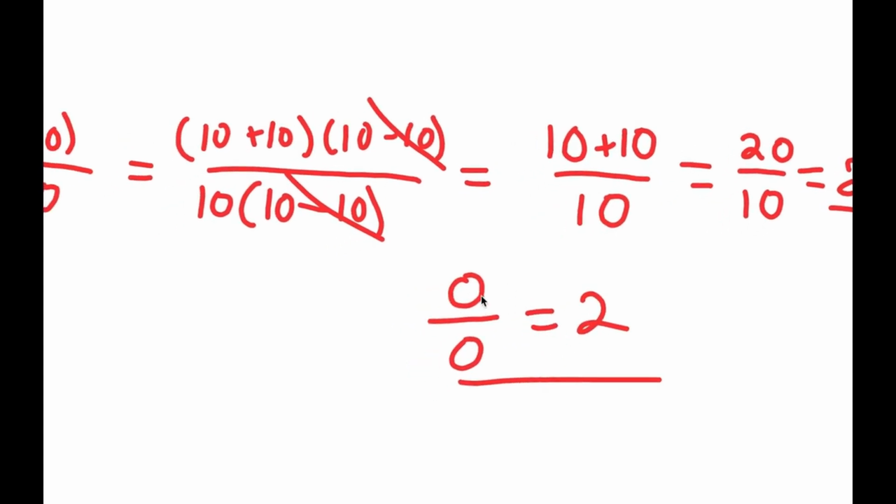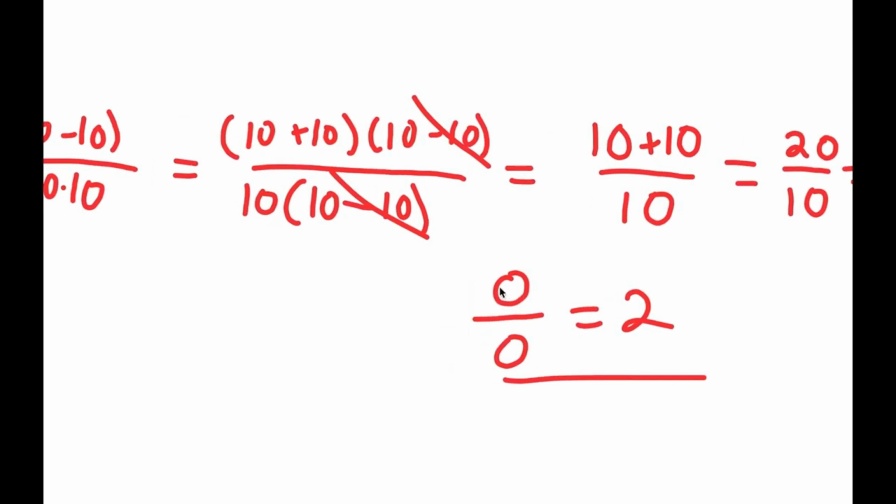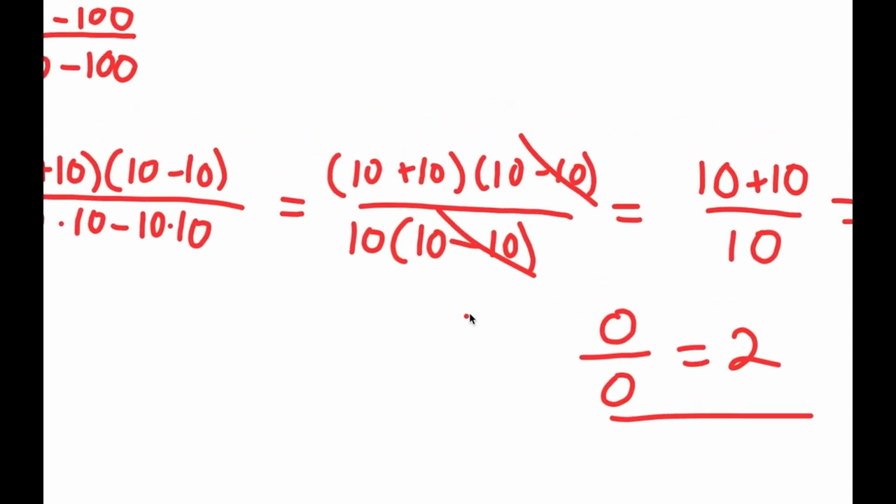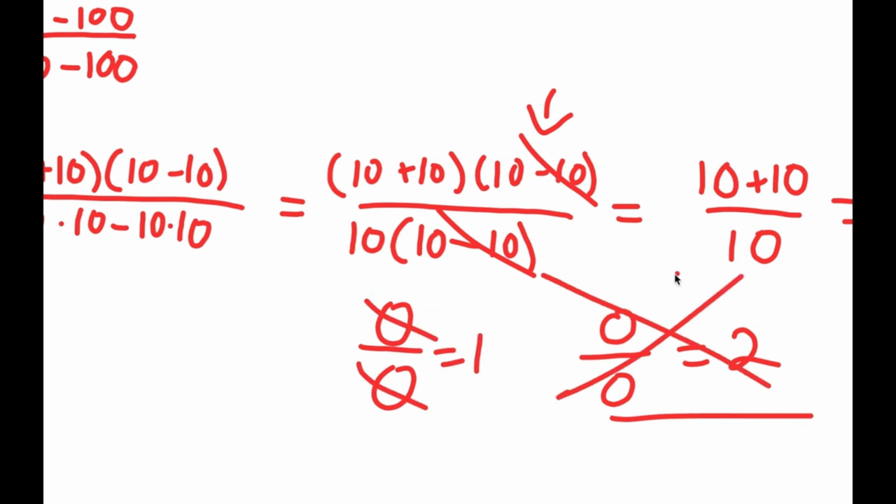So, obviously, 0 over 0 is not 2, so where did I go wrong? Well, I went wrong right here. Remember how I canceled out the 10 minus 10 over 10 minus 10? Well, what is 10 minus 10? 10 minus 10 is 0. So that's saying that 0 divided by 0 is 1, and I can't cancel these two out because 0 divided by 0 is not 1, so that is wrong. And 0 divided by 0 is not equal to 2.